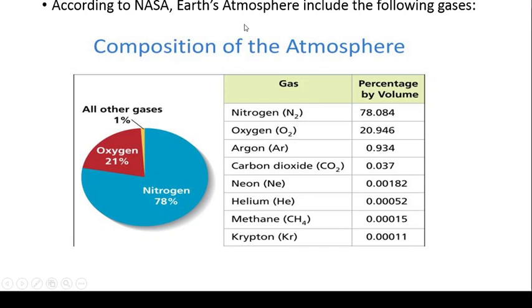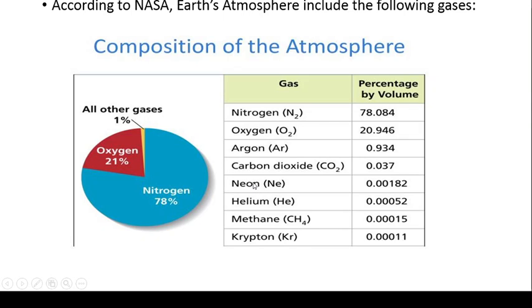According to NASA, Earth's atmosphere includes a mixture of different gases. The major gas present is nitrogen, that is 78.08%. Second comes oxygen, which is about 20.94%. Further comes argon, which is 0.93%. Then the fourth one is carbon dioxide, that is 0.037%, but now due to global warming and climate change, the carbon dioxide level has increased. It could reach up to 0.04%.